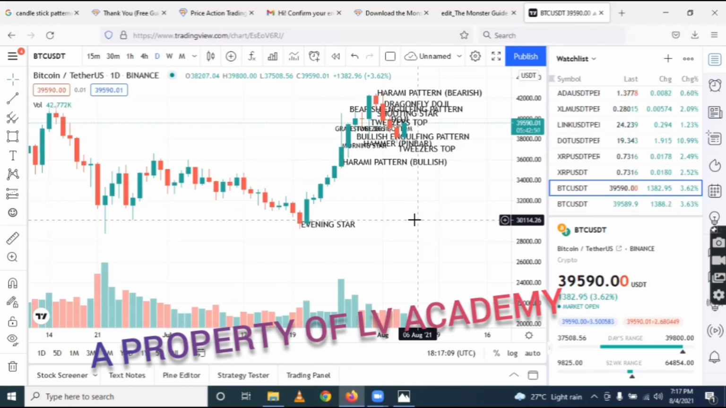We have the hammer or pin bar pattern. The hammer is a bullish candlestick. Then we have the shooting star. The shooting star is bearish. It is the opposite of hammer.